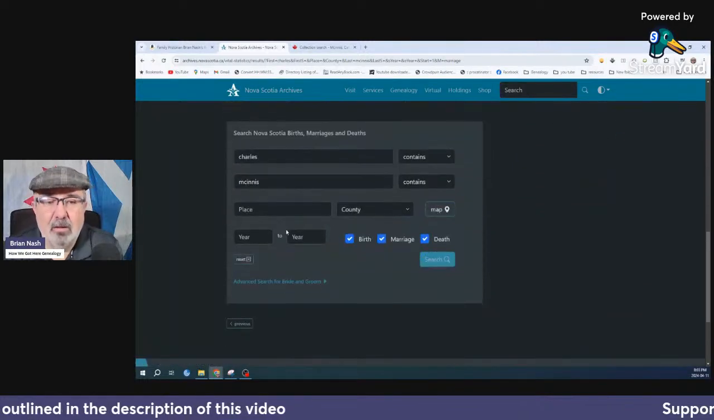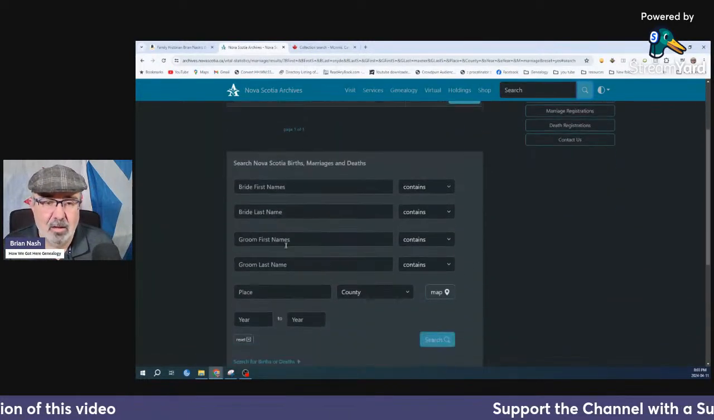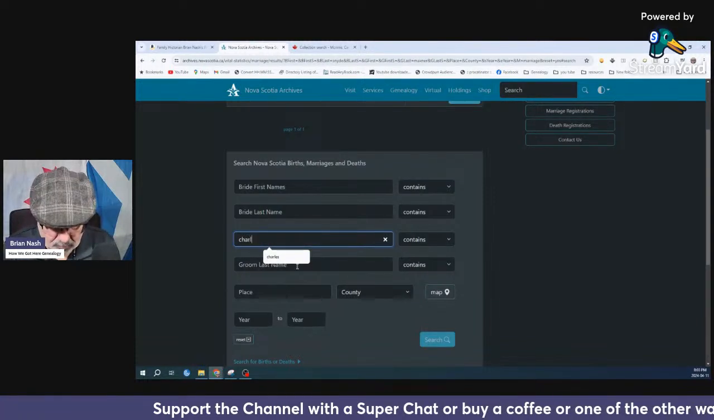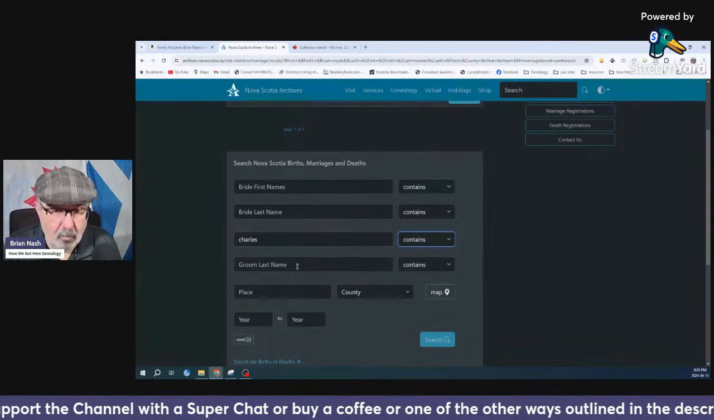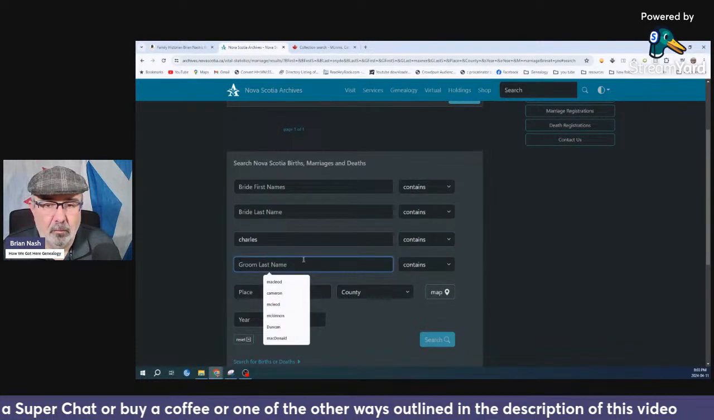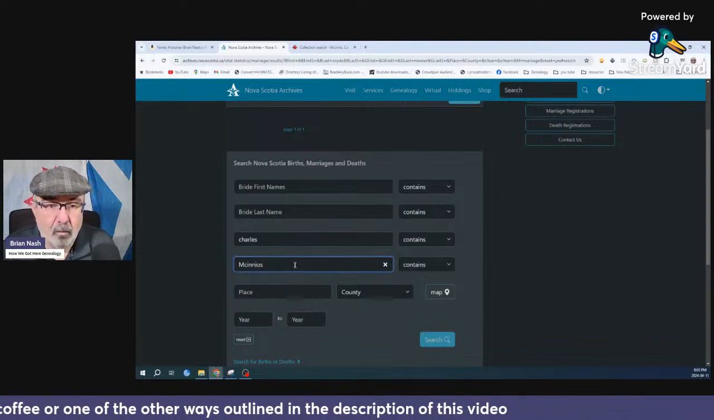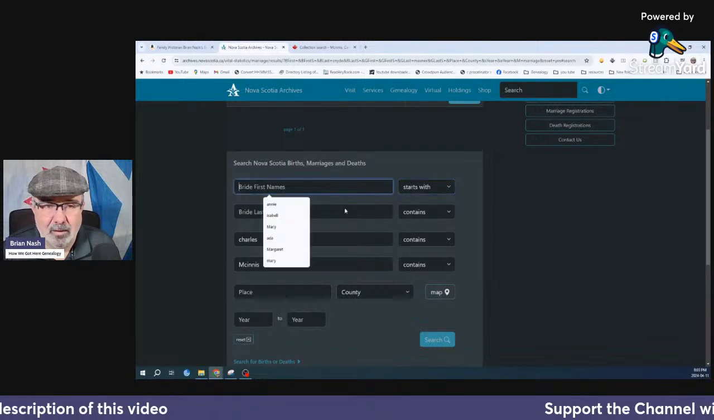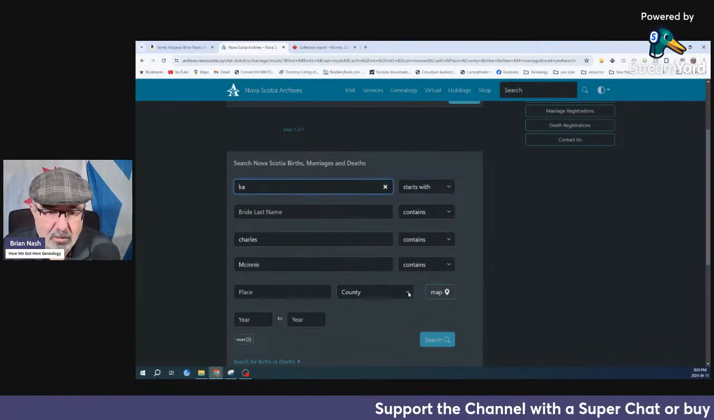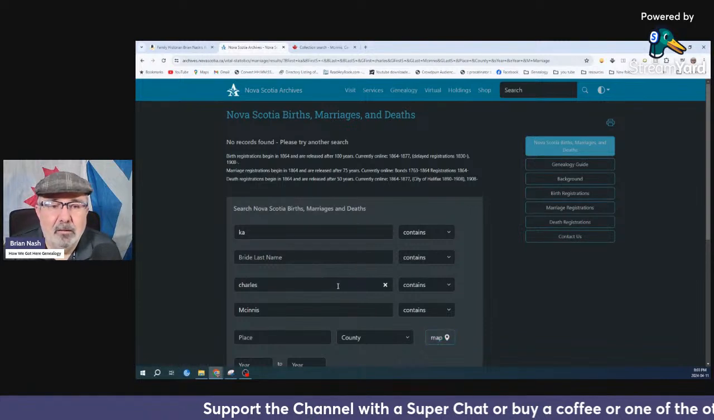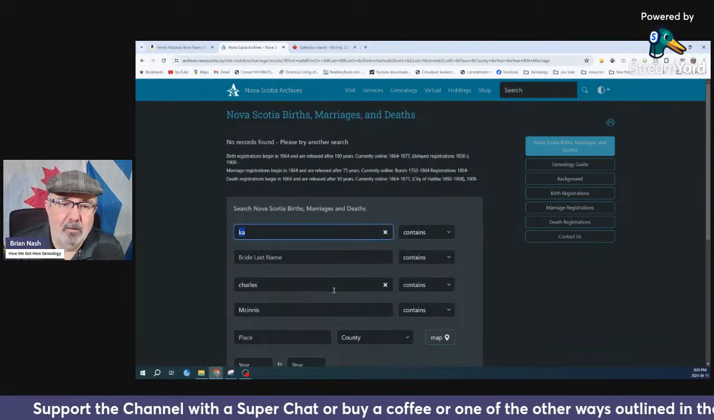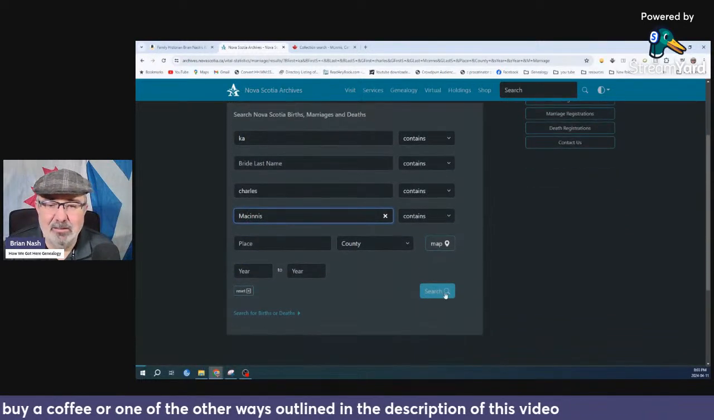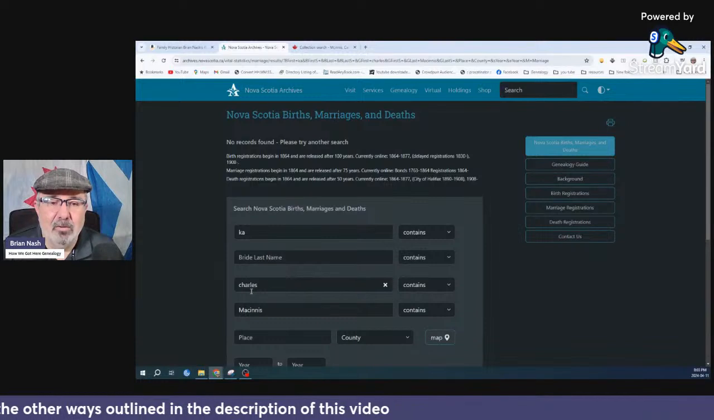So I can actually search specifically with the groom's name. So I'm going to look for Charles. And I'm going to have it start with K.A. I don't know her maiden name because you can't find that in the census. So I'm not finding her there. Let's search for Charles McInnes just to, again, see what I find. So I'm not finding anything there.